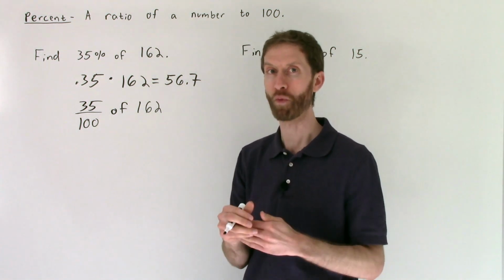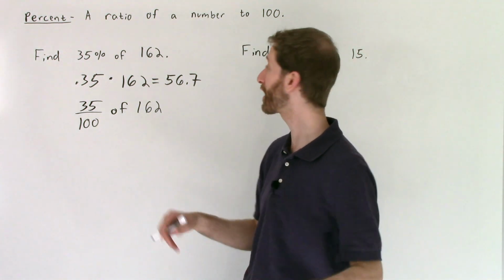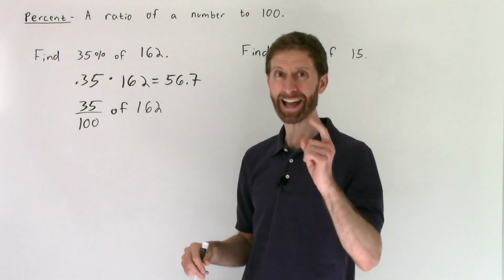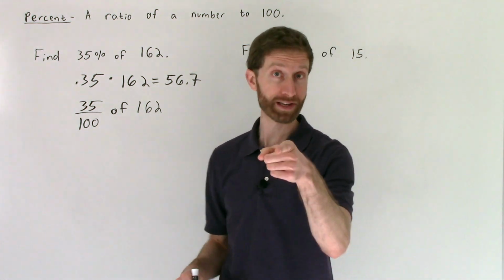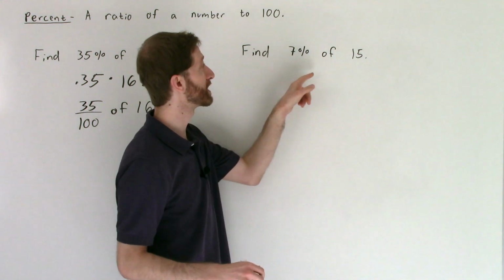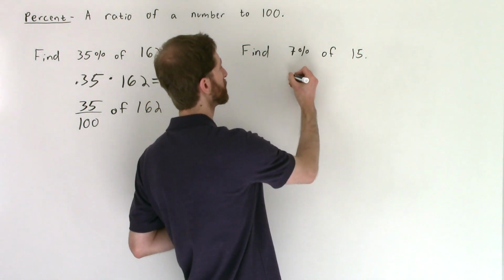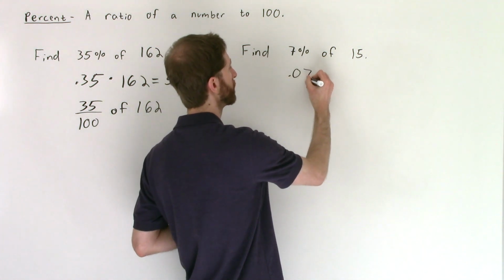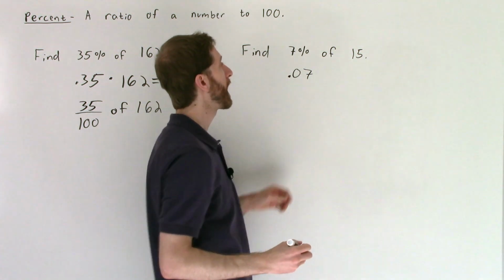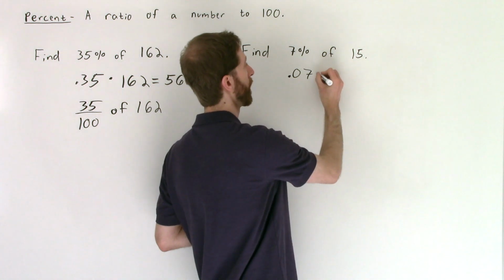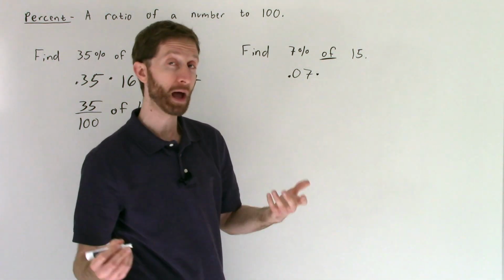So a brief review of why it works. If you're good with that, great. If not, and you're like, I need one more, here we go. Second example, 7% of 15. To do that, I convert this into a decimal, which is 0.07. And I'm going to multiply that word of, multiplication, by 15.